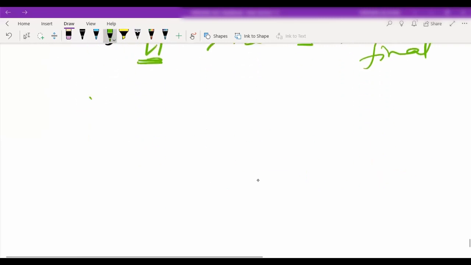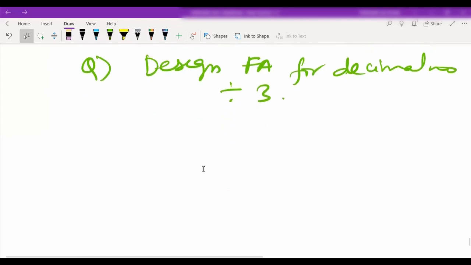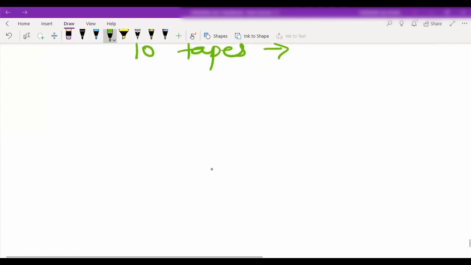Now the second question is we have to design a finite automaton for the decimal number system divisible by 3. Instead of designing 10 transitions separately, we are going to design a shortcut. How we will design the shortcut is that we will first go for the mathematical method.